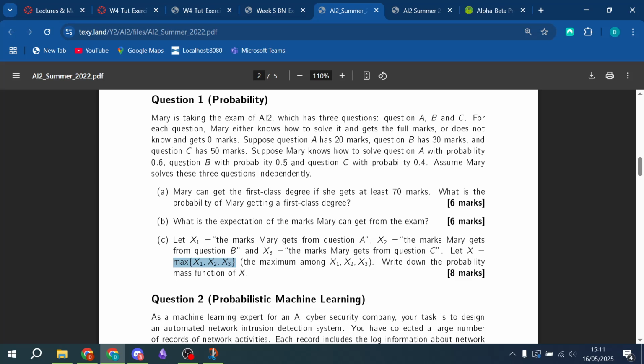So the possible values for X are each possible mark for a question that she could get. So it would be 0, 20, 30 or 50. Those are the possible maximum values for this. Because if they're all 0, then the maximum is going to be 0.